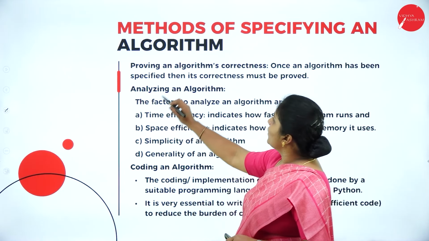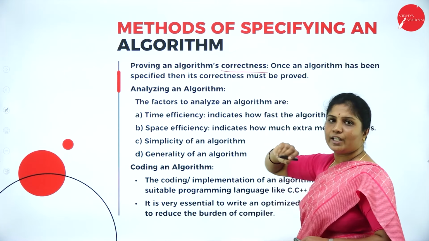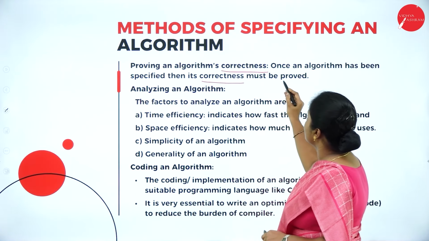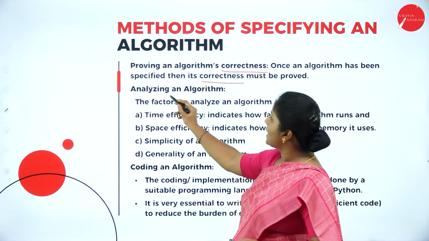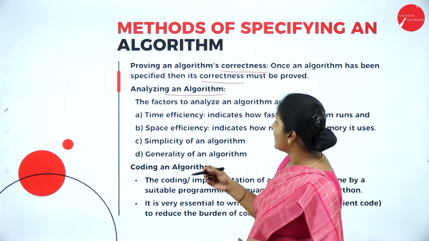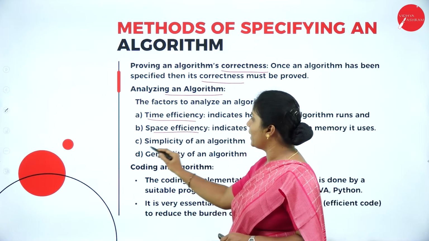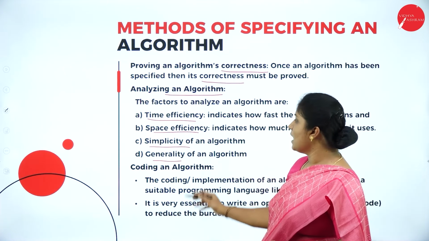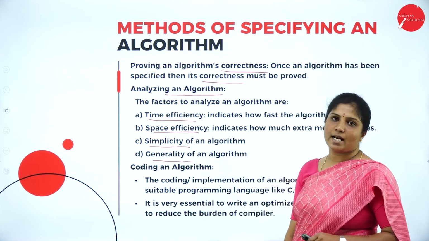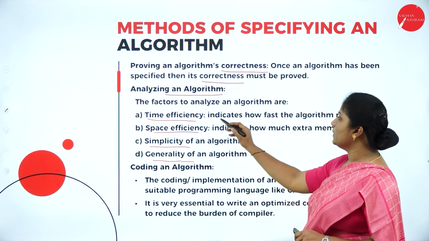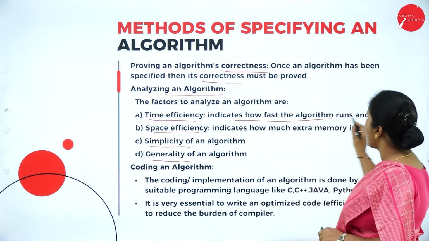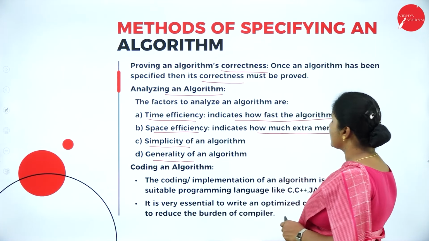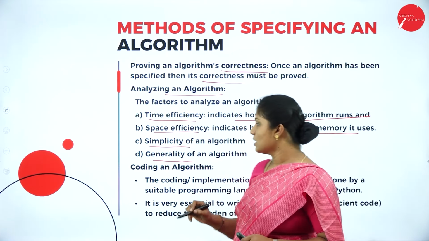Next we have proving an algorithm's correctness. We need to prove it, isn't it? Once an algorithm has been specified, its correctness must be proved. That is analyzing an algorithm. To analyze an algorithm, the main factors considered are time efficiency, space efficiency, simplicity of an algorithm, and generality of an algorithm. What do you mean by time efficiency? It indicates how fast the algorithm runs. Next comes space: how much extra space it is going to use.